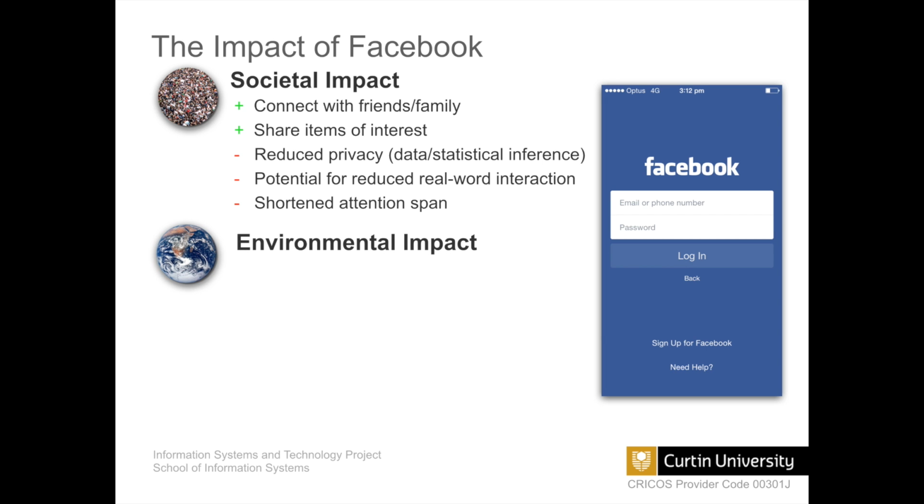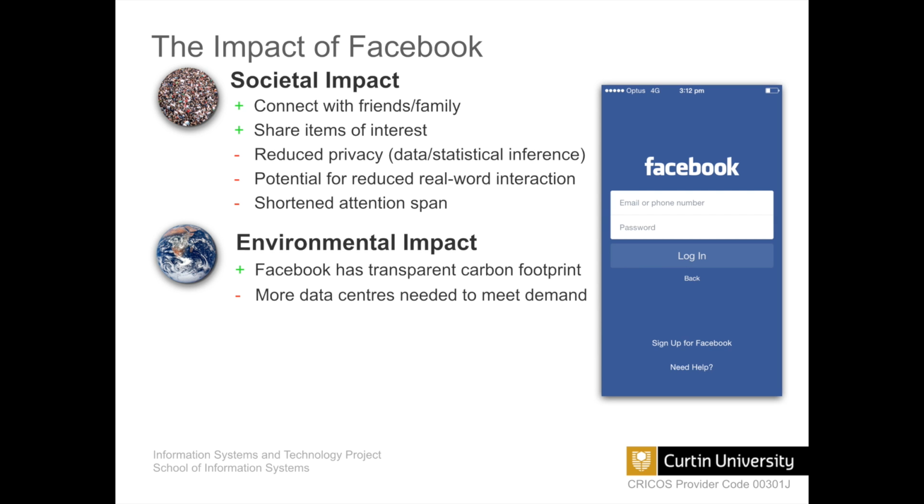From an environmental standpoint, it's very positive that Facebook has published data on its carbon footprint and is leading the industry with respect to green IT strategies in their data centers. You can read more about this in a link from the Blackboard site for this unit. On the downside, with ever-increasing Facebook usage comes the need for more data centers.